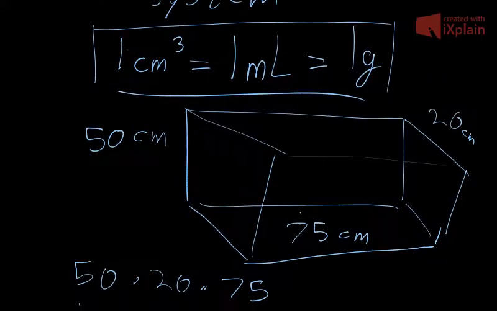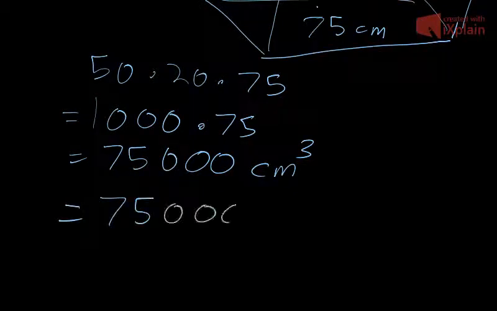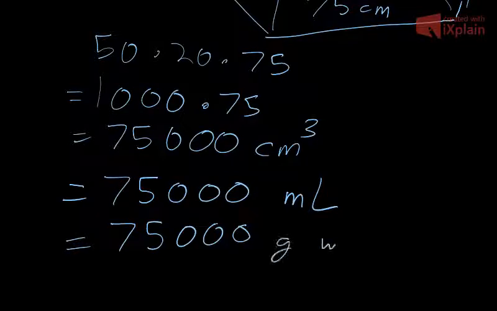And if we look up here, we know that 1 centimeter cubed is equal to 1 milliliter, is equal to 1 gram. So what that means is that this tank would hold 75,000 milliliters, and this tank would hold 75,000 grams of water. So it's really nice that all these are equal to the same thing. It works out very well for us.